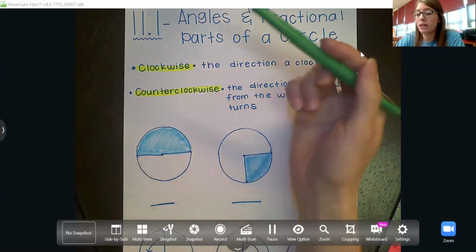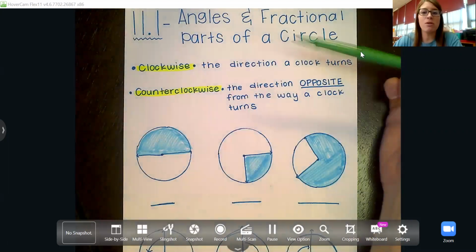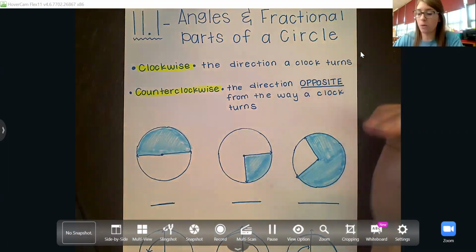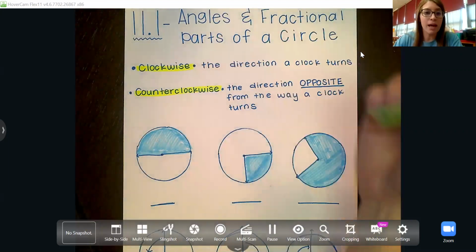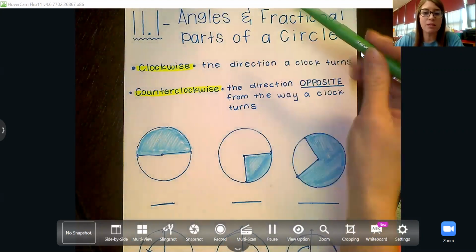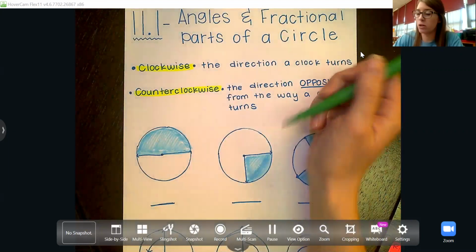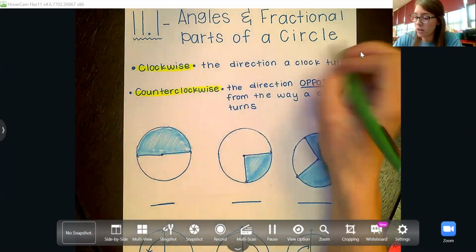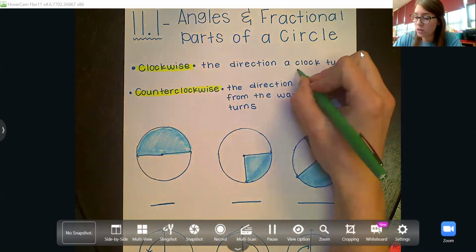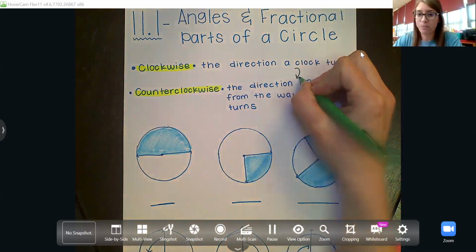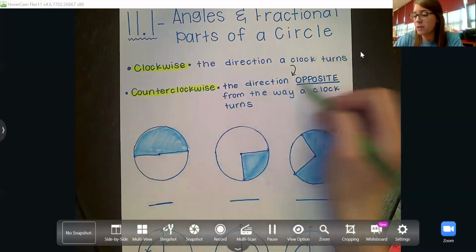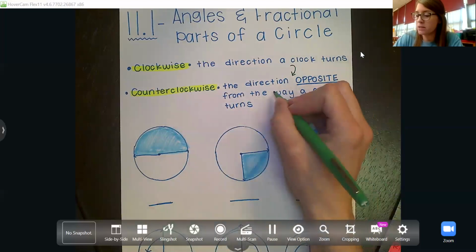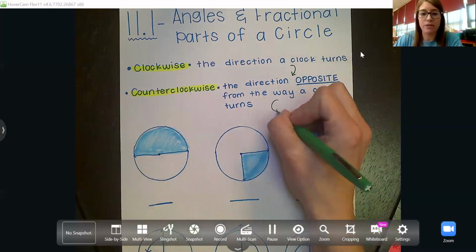We're going to start with chapter 11 today. 11.1 is talking about angles and the fractional parts of a circle. Two words you need to know going into this lesson are clockwise and counterclockwise. Clockwise just means that it's the direction a clock turns. So when you're looking at a clock, the direction that the hands move is this way, around like that. And then counterclockwise is the direction that is opposite from the way a clock turns. So instead of going to the right, counterclockwise goes to the left.